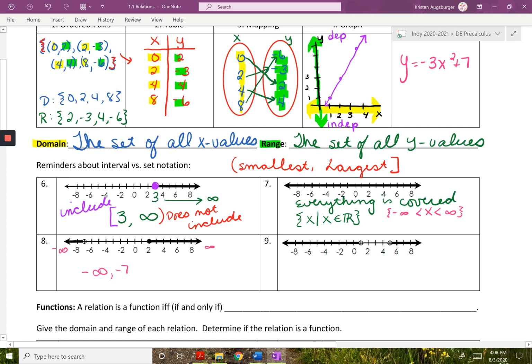What symbols do I use on each of these? Well, I never reach negative infinity, so that is a parenthesis. I don't actually include -7, so that's also a parenthesis. Then you use your union symbol. What about the right-hand portion of this? How do I write that? Well, the smallest value here is 2, and it goes all the way up to infinity. I do include the 2, because that's a closed circle, but I never reach infinity, so that is a parenthesis.